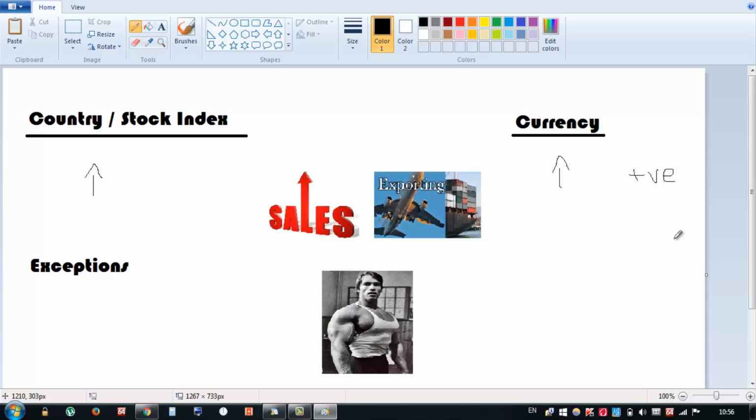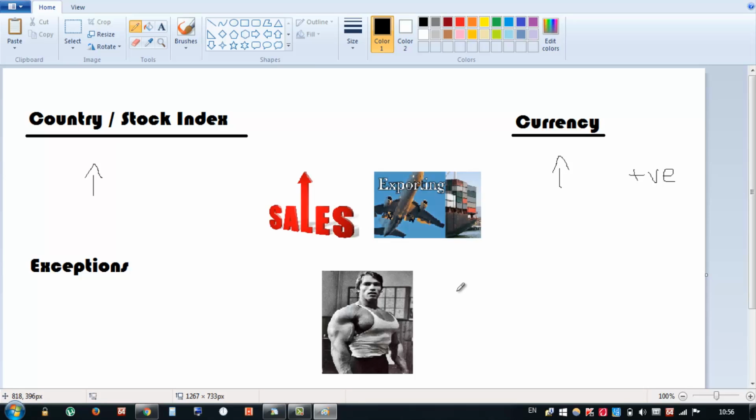Now, the other thing I wanted to talk about is, do we have any exceptions to the rule? I'm just thinking with common sense really, and by that I mean, when does this relationship start to break down, or what would be at least one exception, where the country may become too strong, perhaps? That's why we have the picture of Arnie here. Okay, so it's getting a bit too strong.